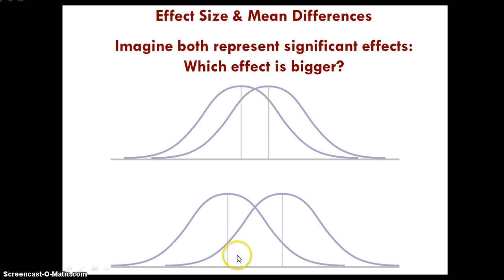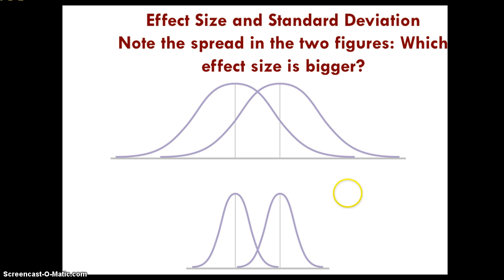And here, the variability of the different distributions is the same, but the means are further apart. So that gives us a bigger effect that we can detect. Here's another example. Look at the spread. This is what we varied here. The mean difference is the same, but the variability is different.